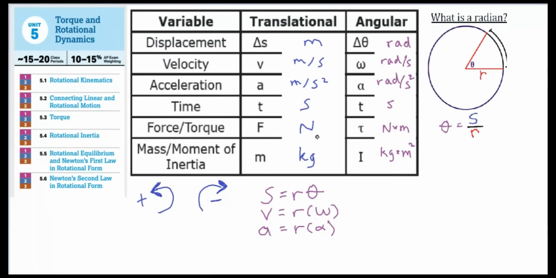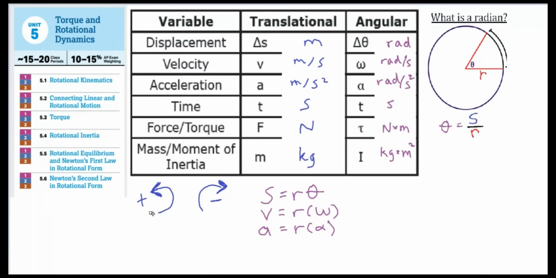For force in newtons, we now have torque in a newton meter, which is basically just a force that causes a rotation or a twist. And then instead of just regular old mass in kilograms, we have the moment of inertia in a kilogram meter squared. We have a few different things to consider.